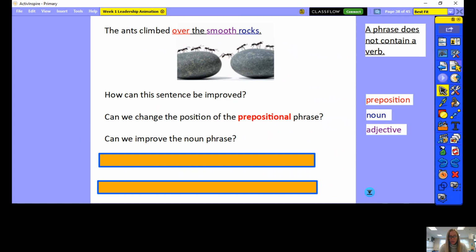How can this sentence be improved? Can we change the position of the prepositional phrase? Or can we improve the noun phrase? I know in Year 4 we have some excellent writers, and you can write a much more exciting sentence than the ants climbed over the smooth rocks. Pause the video now and have a go at changing this sentence. Remember to include a prepositional phrase. But think about how this sentence could be improved.